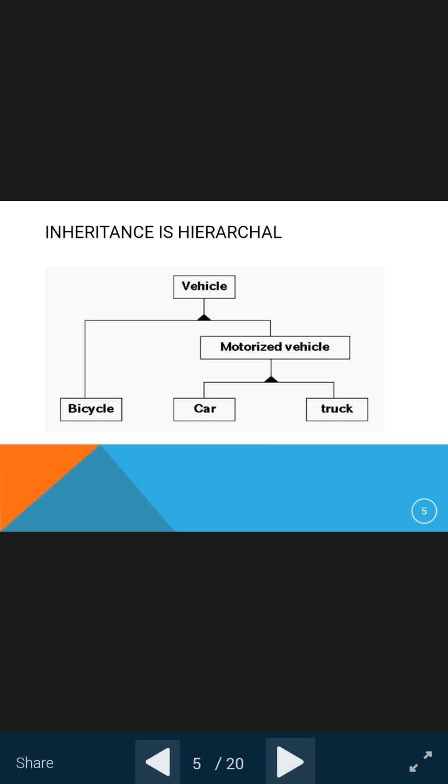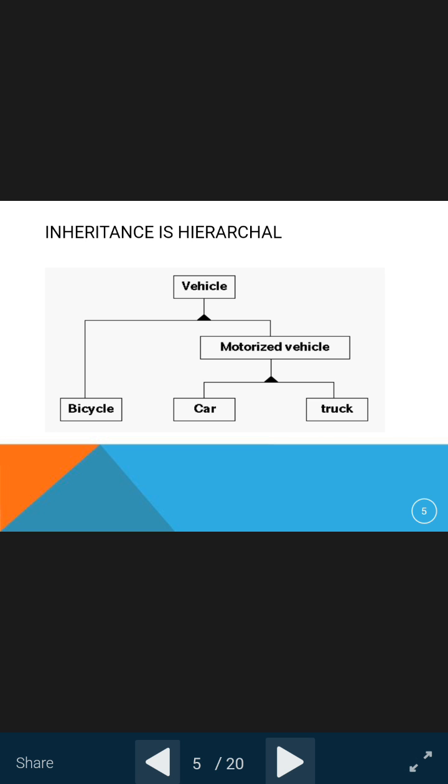These two classes are the derived classes of which class? Motorized vehicle class. This motorized vehicle is also a derived class of which class? Vehicle class. Here motorized vehicle acts as a derived class as well as a base class. If you take vehicle and motorized vehicle, vehicle is the base class and motorized vehicle is the derived class. Coming to motorized vehicle and car, truck: these are two classes derived from the motorized vehicle class. In this case motorized vehicle acts as a base class.